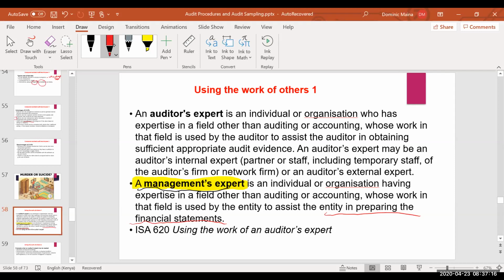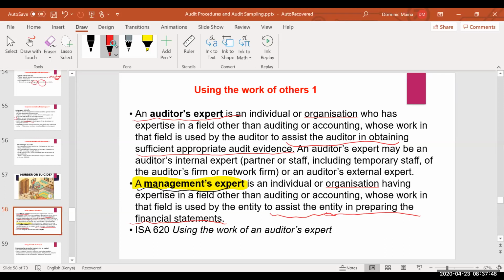So, the key difference between the two of them. In the case of the auditor's expert, you are the one appointing them, and they are assisting you in gathering the audit evidence. In the case of the management expert, they are assisting the client in preparing the financial statements. Their opinion, their work, their guidance is going to be used by your client in preparing the financial statements. That is the key distinction between the two.